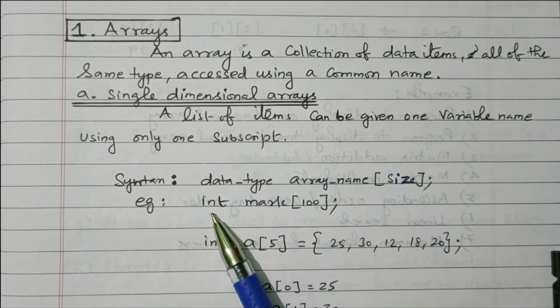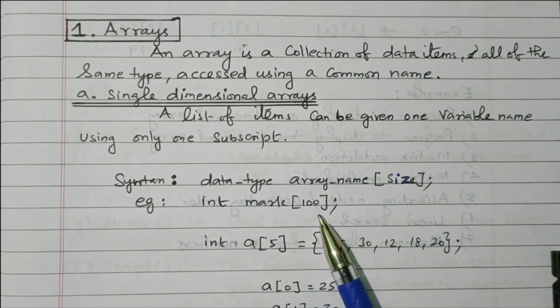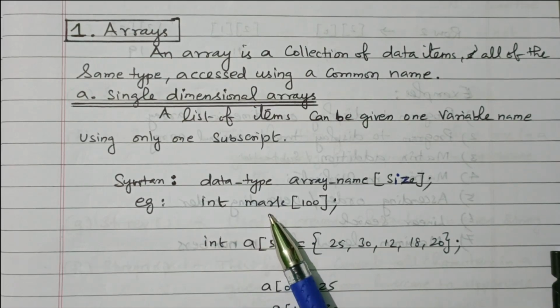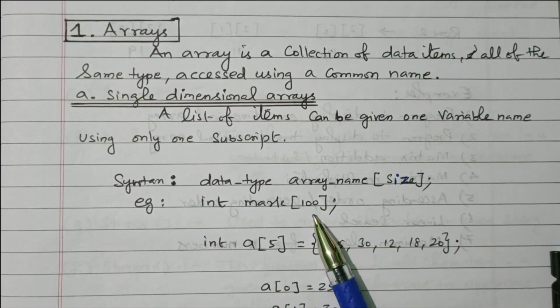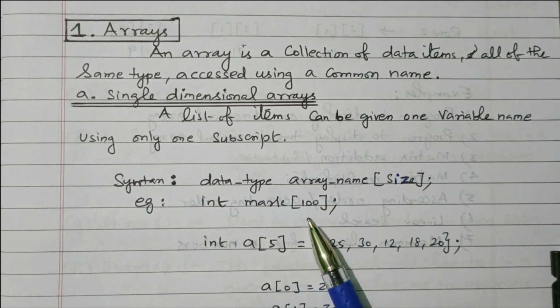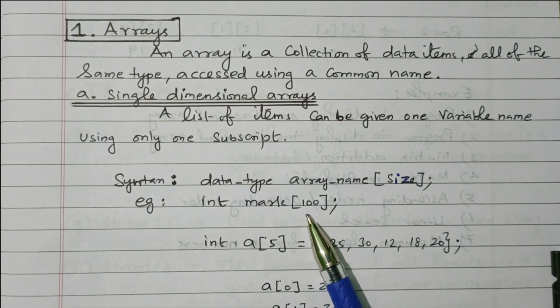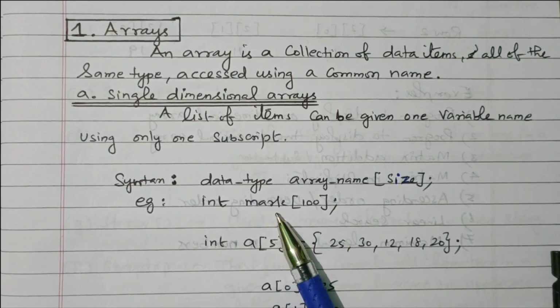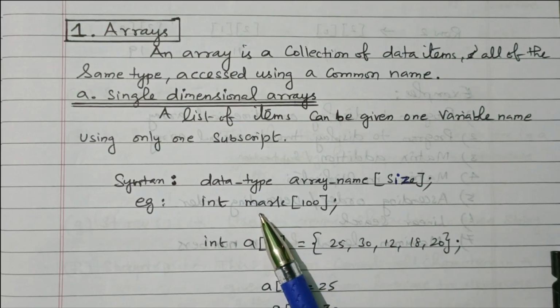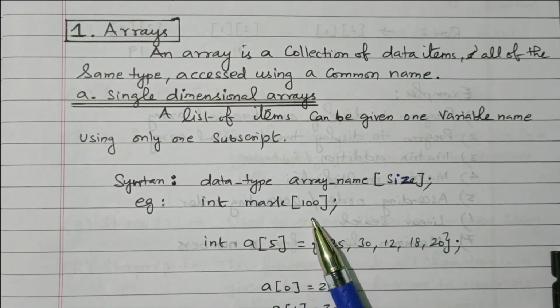The example is int mark[100]. The data type is integer, then the array name is mark. This 100 is the maximum number of elements in the array. By using the mark variable, we can store 100 different marks of the students. So no need to go mark1, mark2, mark3, mark4 like that up to 100. We can have only one name, mark, of type integer. 100 means we can store 100 marks in this variable.